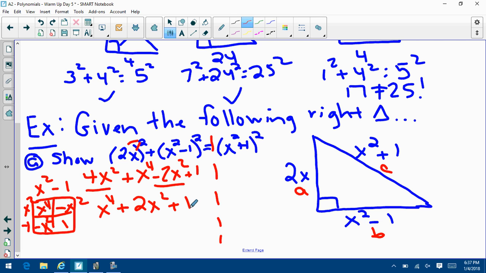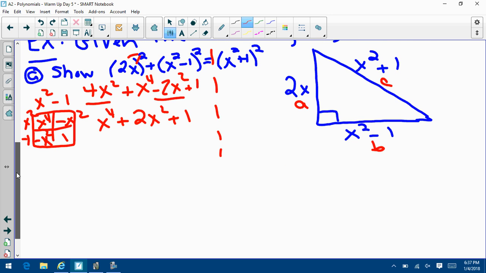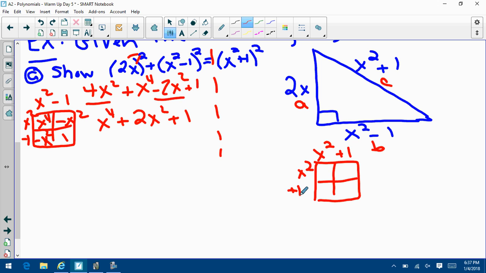So I'm going to hope that other side comes out to be the same thing. And if it does, we've shown it. Okay, so I need to come over here and do x squared plus 1 squared. So that's x to the 4th plus x squared plus 1. So that would be x to the 4th plus 2x squared plus 1. What do you know? It's an identity. That's good news.